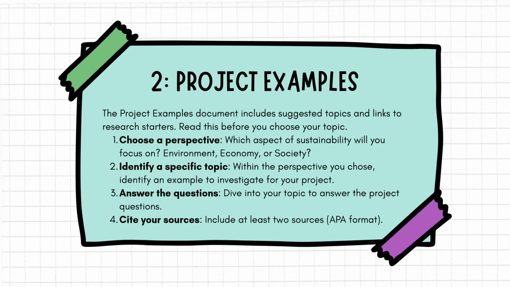First of all, these are the steps. Choose a perspective. We've been talking about these 3 different perspectives as ways to look at sustainability. You can focus on the environment, the economy, or society. Choose one that's most interesting to you. Second, identify a specific topic within the perspective you chose. Think of a specific example that you want to know more about, something that you'll use as background to answer the required questions. The questions are the same for everyone, but the answers will be different because the topic that you choose and the angle that you use to approach it will be unique to the way you think.